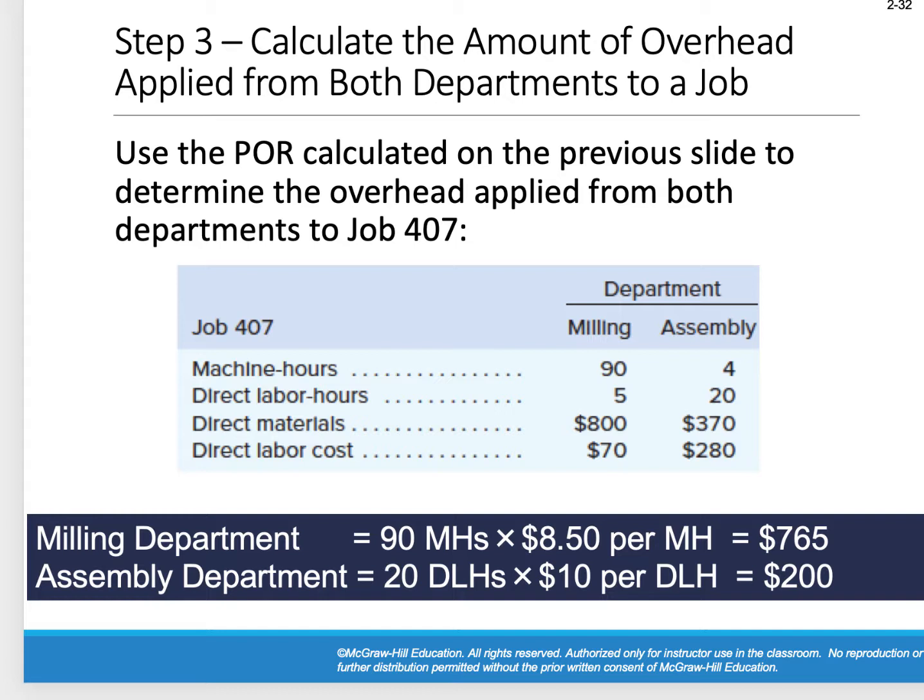Now, what is the cost driver for assembly? It's direct labor hours. We could tell by the chart that the assembly department uses a lot more direct labor hours. They use 20 as opposed to 4 machine hours. Okay, so we're going to take our cost driver, which for the assembly department again is the direct labor hours, and we're going to multiply it by that predetermined overhead rate of the assembly department, which is $10 per direct labor hour. So we see now that for the assembly department, we're going to apply the overhead of that assembly department of $200.